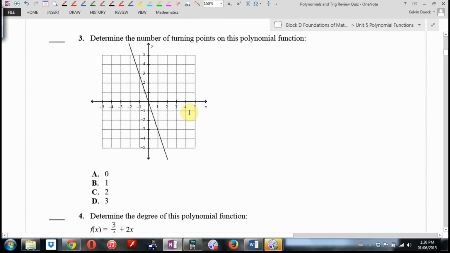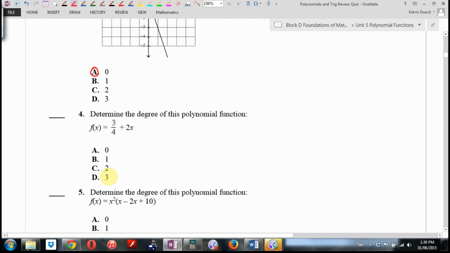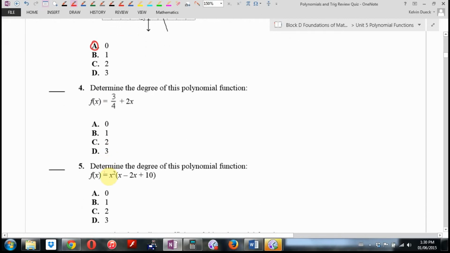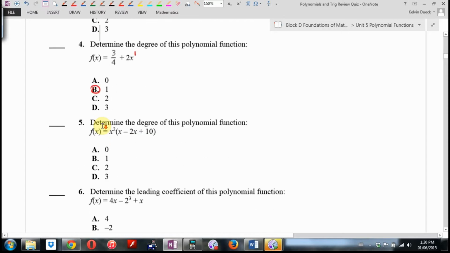Number 3, number of turning points for this? None. What's the degree of this polynomial function? 1. What's the degree of this? Well, if I FOIL this out, I will get an x cubed, degree 3.